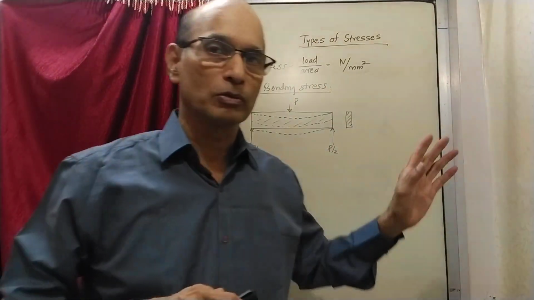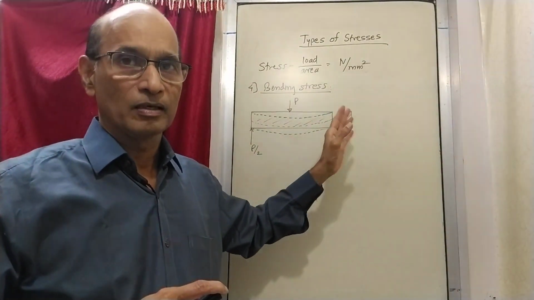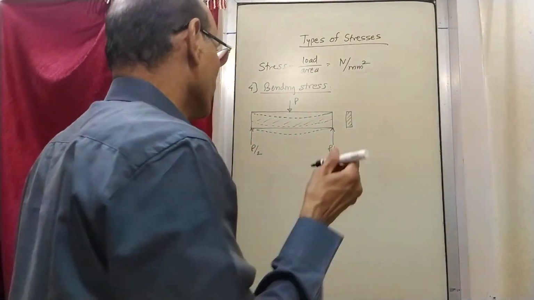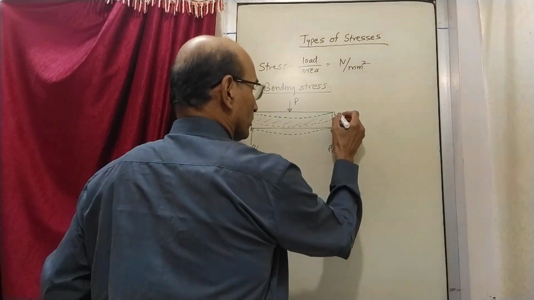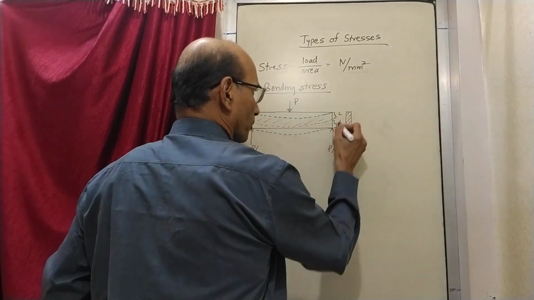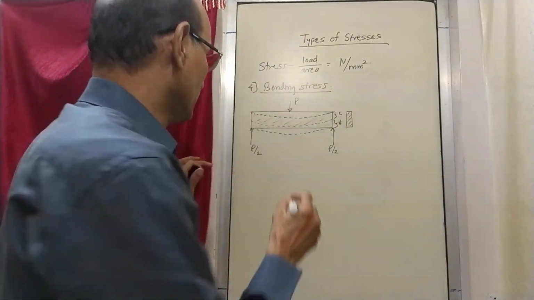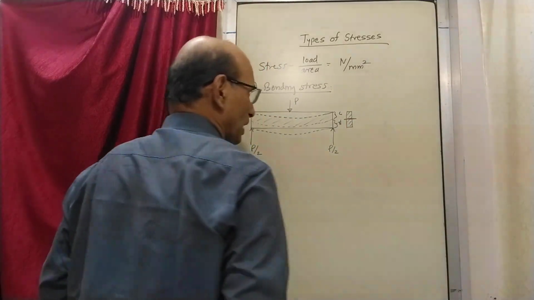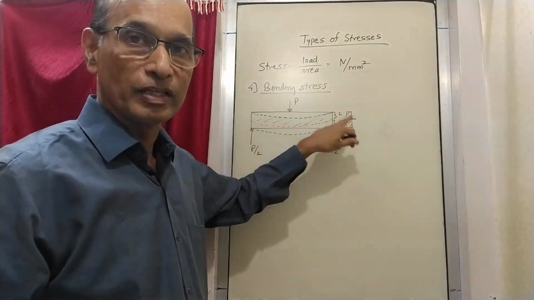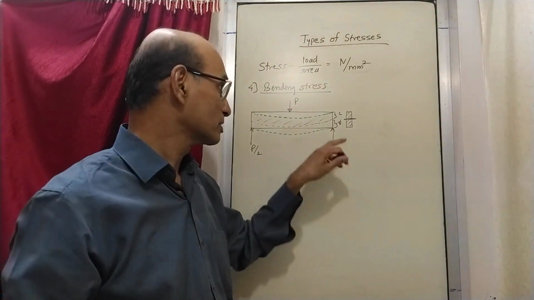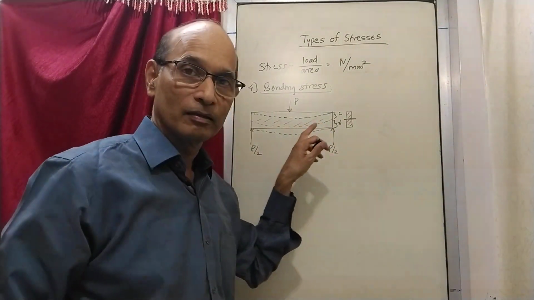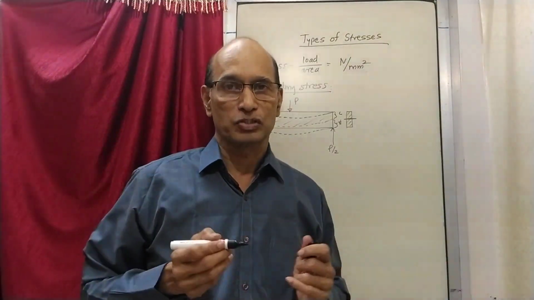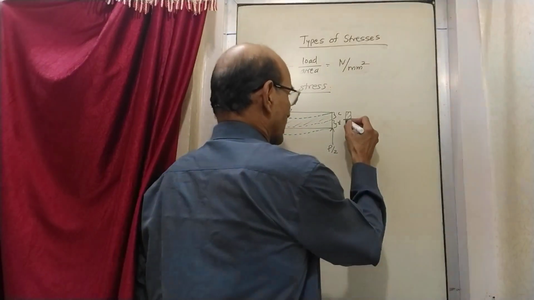So of the two examples we have seen earlier, tensile stress and compressive stress, both stresses will exist here. The upper part will be under compression and the lower part will be under tension. The middle line, if I show it in the cross section, this plane is getting unaffected. That means at this plane in the center, the material is neither getting compressed nor getting tensile stress. So this is called the neutral axis.